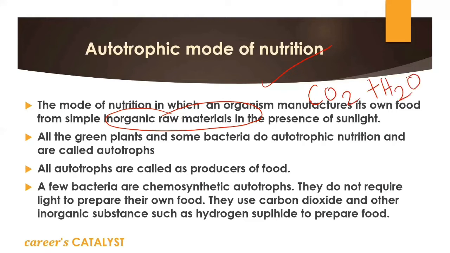These two are the inorganic raw materials which they need for the preparation of food, obviously in presence of sunlight. So all the green plants and a few bacteria are also able to do this autotrophic mode of nutrition. Like blue-green algae, they are able to perform photosynthesis because they also have a green pigment called chlorophyll. Because of that, they are able to trap solar energy and can prepare their own food by the process of autotrophic mode of nutrition.